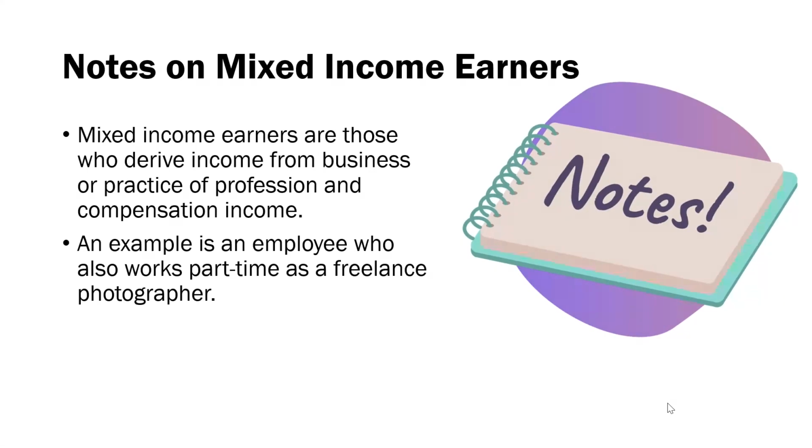What if you're a mixed income earner? So let's first define who is a mixed income earner. They are the people who derive income from both business or practice of profession and compensation income. So they earn from doing business as well as being employed. An example of which is an employee who also works part-time as a freelance photographer.